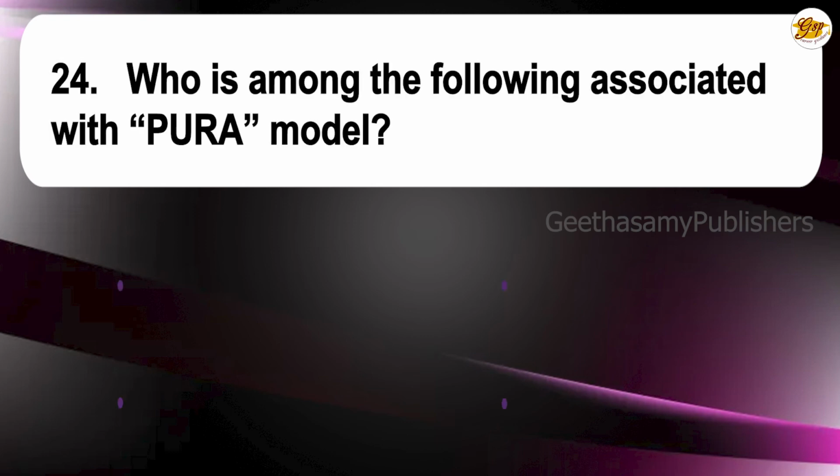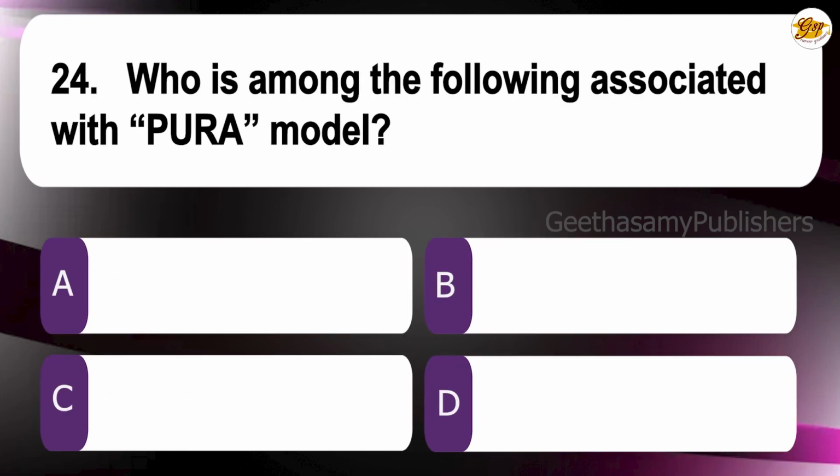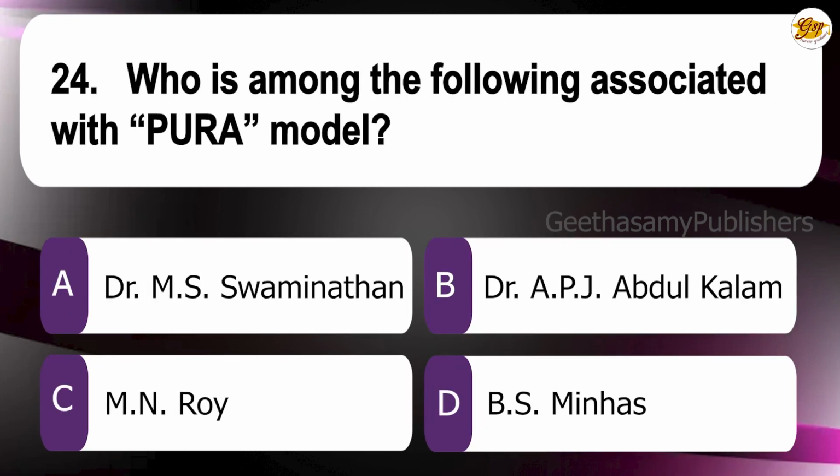24th question. Who among the following is associated with the PURA model? A. Dr. M. S. Swaminathan, B. Dr. A.P.J. Abdul Kalam, C. M. N. Rai, D. B. S. Minhas. The correct answer is B. Dr. A.P.J. Abdul Kalam.